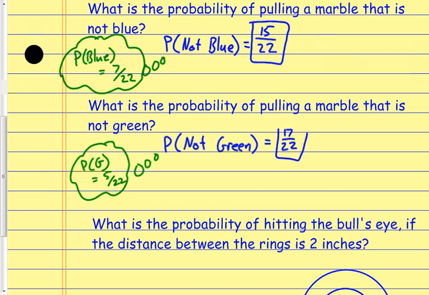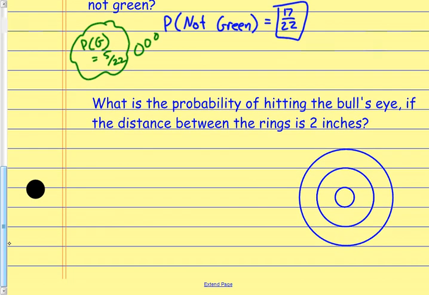For the next one, anytime we're given values like this, here I have area that I'm looking at. I want the probability of hitting a bullseye if the distance between the rings is 2 inches. Okay? In other words, the distance from here to here is 2 inches, the distance from here to here is 2 inches, and the distance from here to here is also 2 inches. Okay? And basically, if I'm looking at the probability of hitting the bullseye, I want to know about hitting this little area right in here. Okay? So I want to find out how can I hit that area right there.